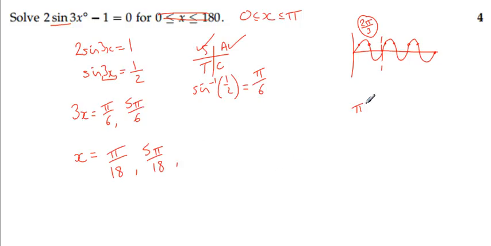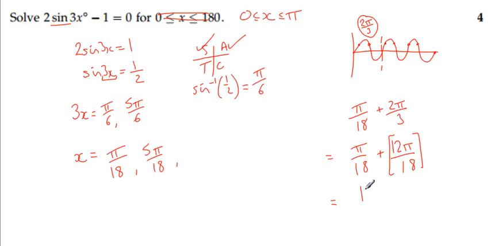Okay, now for more rough working here, pi over 18 add 2 pi over 3 really means pi over 18, and multiplying numerator and denominator by 6 to get 18 is going to be 12 pi over 18. So really, every time you're adding on 2 pi over 3, you're really adding on 12 pi on the numerator. So that first one will be 13 pi over 18.